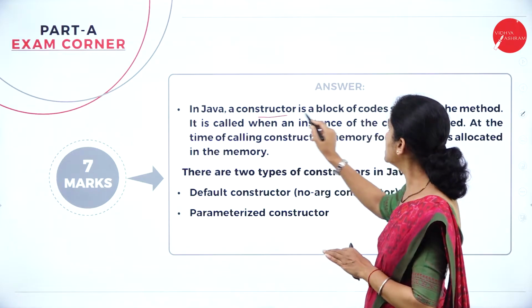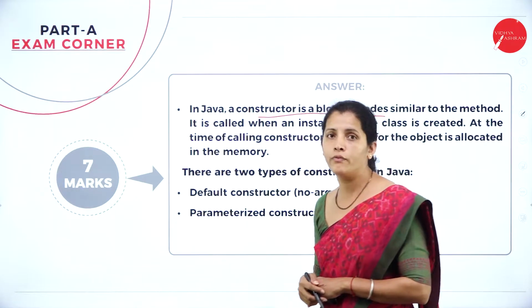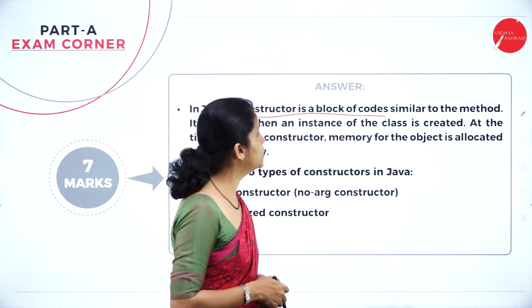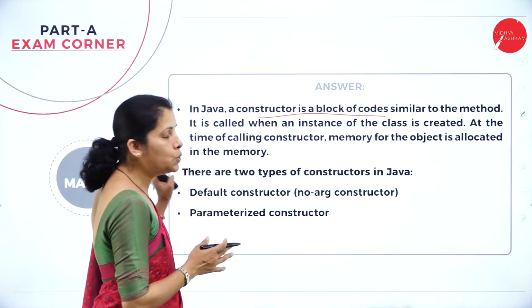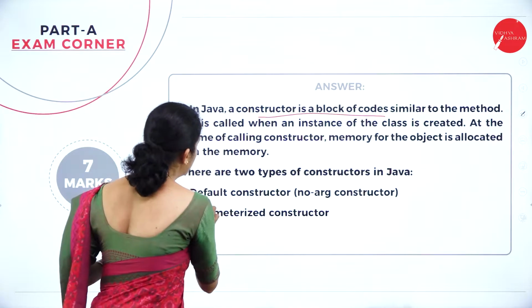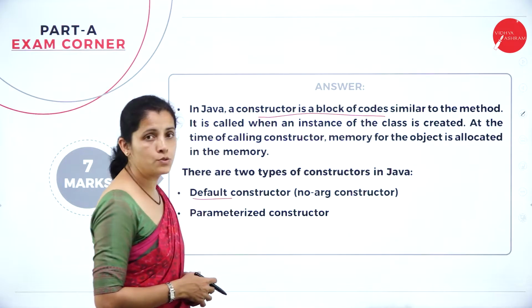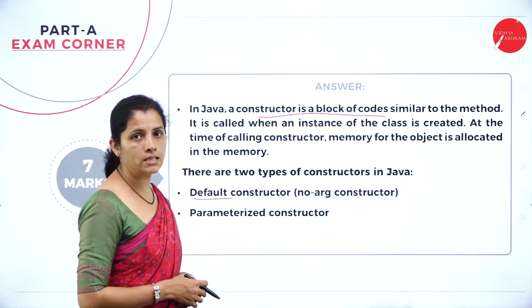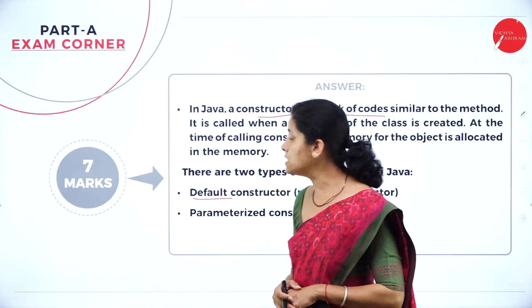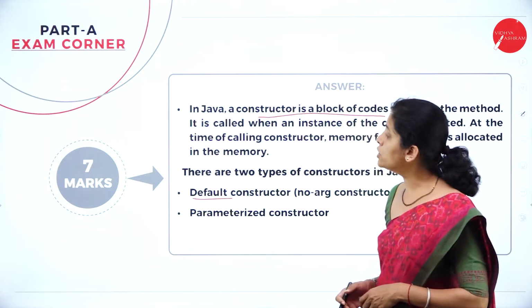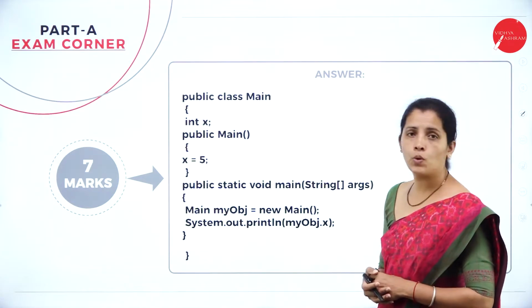So a constructor is a block of code that is similar to a method. Now there are 2 types of constructor: default constructor as well as parameterized constructor. Now dear student, this question carries 7 marks, so it's better to write one program.